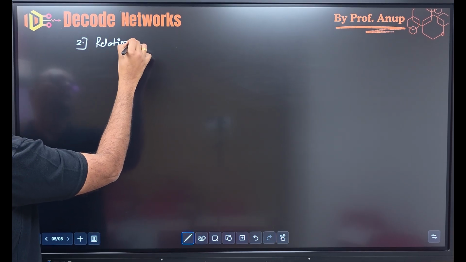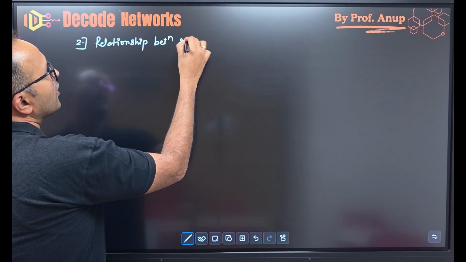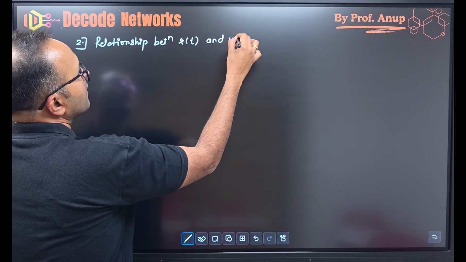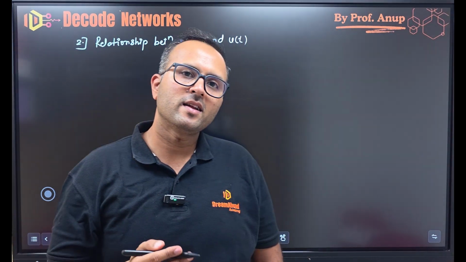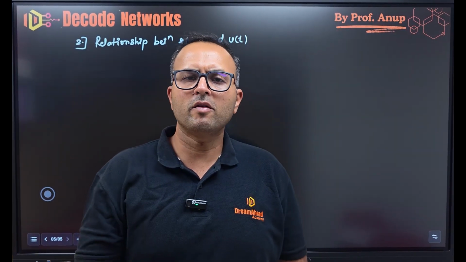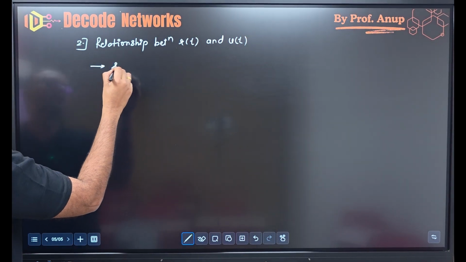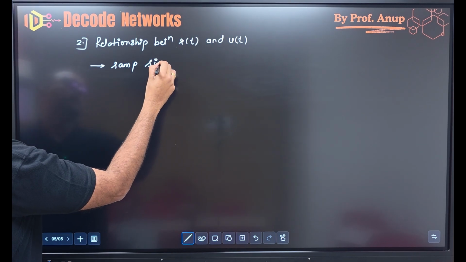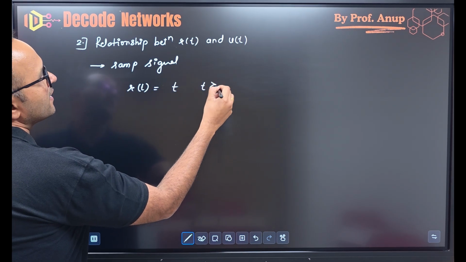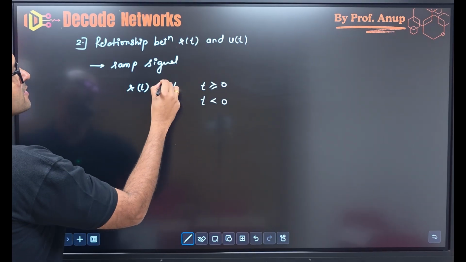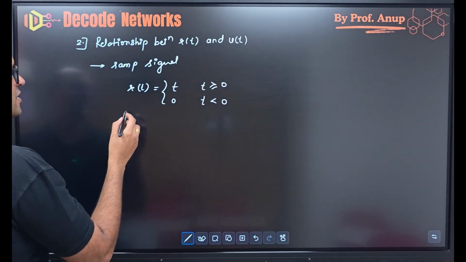The relationship between, first, R of t and U of t. Now try to understand, I will define the relation in t, but the same relation can be worked out in DT also, discrete time also. First, let's represent a ramp signal. What is a ramp signal? R of t is equal to t for t greater than or equal to 0, and for t less than 0, your signal is 0, right? Lovely. This is R of t. Now understand, students, let's differentiate both sides.